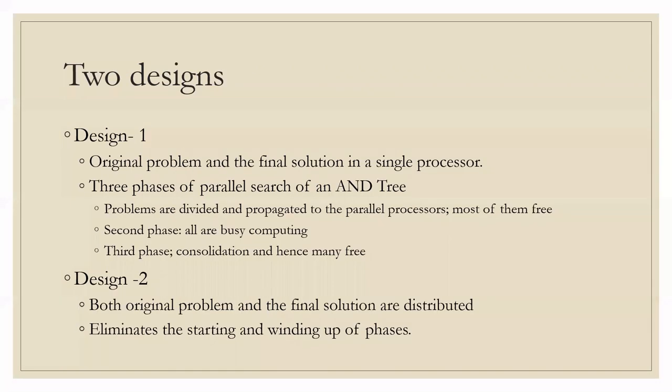When we try to solve a divide and conquer algorithm using a multicomputer, the lack of shared memory means that the subproblems must be distributed among the memories of individual processes. So fundamentally, two types of designs emerge. In the first design, the original problem and the final solutions are stored in the memory of a single process. So the parallel search of an AND tree can be divided into 3 phases.